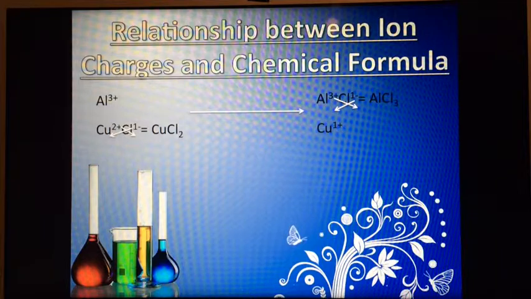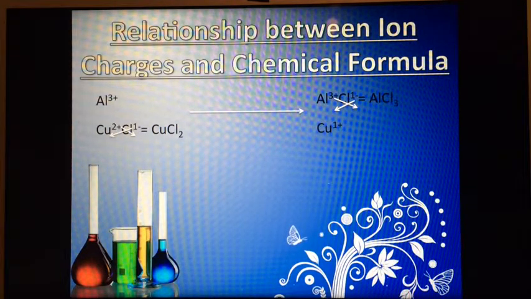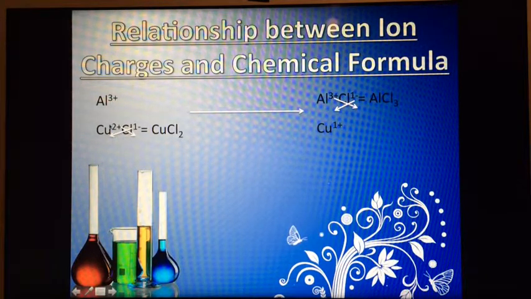Relationship between ion charges and chemical formula. As you can see, each element has an ion charge. To do this, you have to crisscross the elements to drop down their valence charge, and you drop both the signs. So Al3+ is just left alone for now. As you crisscross them down, copper has a charge of 2 and chloride has a charge of -1. But -1 is never shown in a compound, so you see there's no number there.